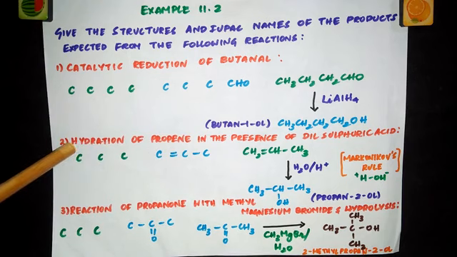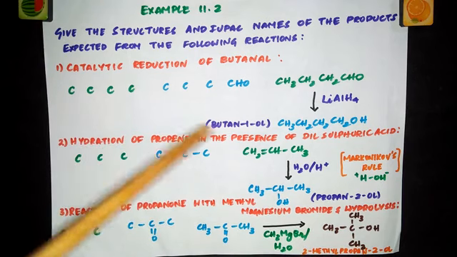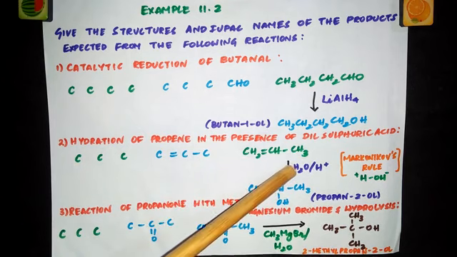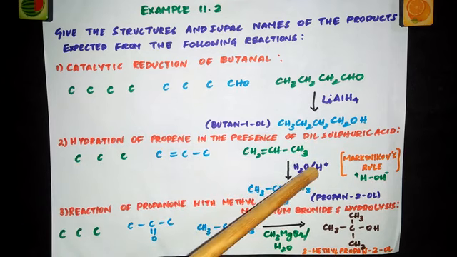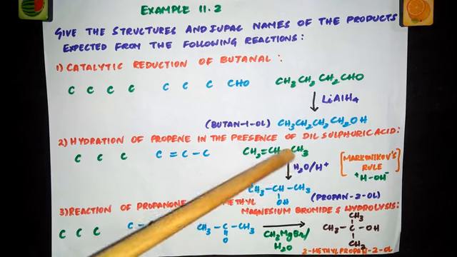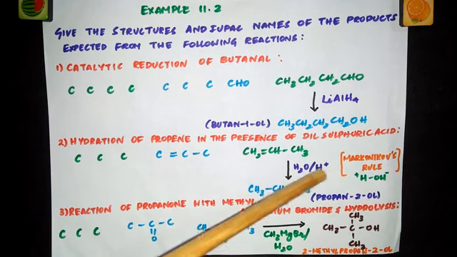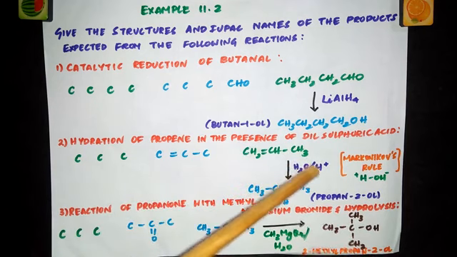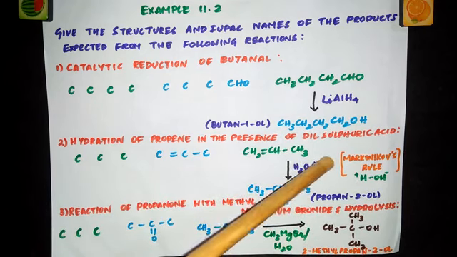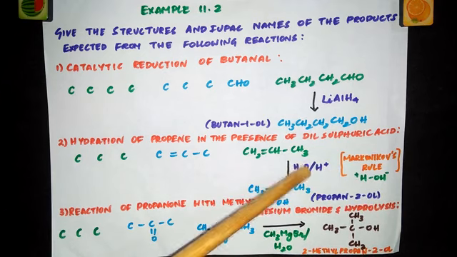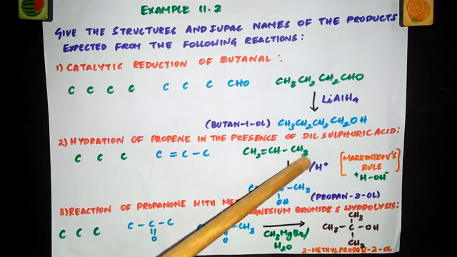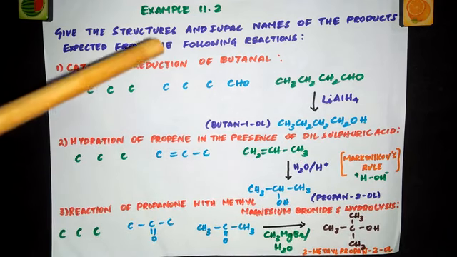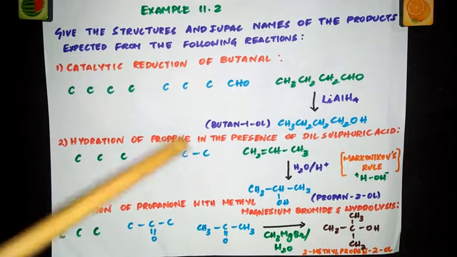Now see what is the reaction given? Hydration in the presence of dilute sulfuric acid, which means hydration H2O in the presence of sulfuric acid H+. So the reagent here is H2O in the presence of H+. So what will be the product? Remember, I've told you, when you use this reagent, Markovnikov's rule will be followed. So H+ will go to the carbon having more number of hydrogen atoms.